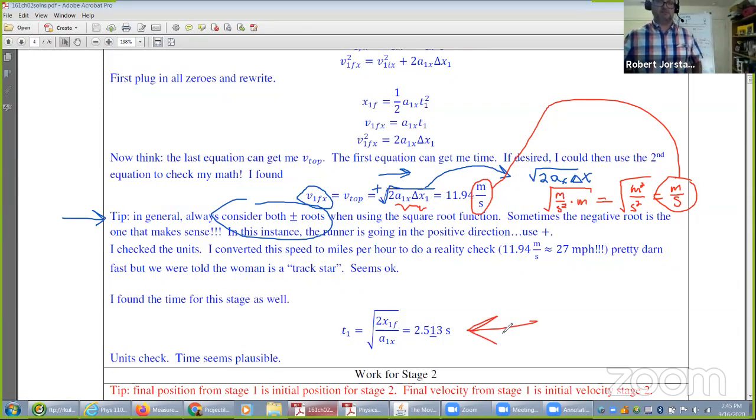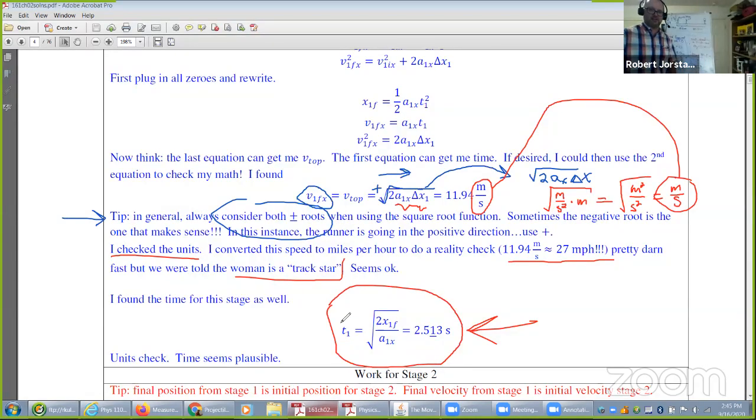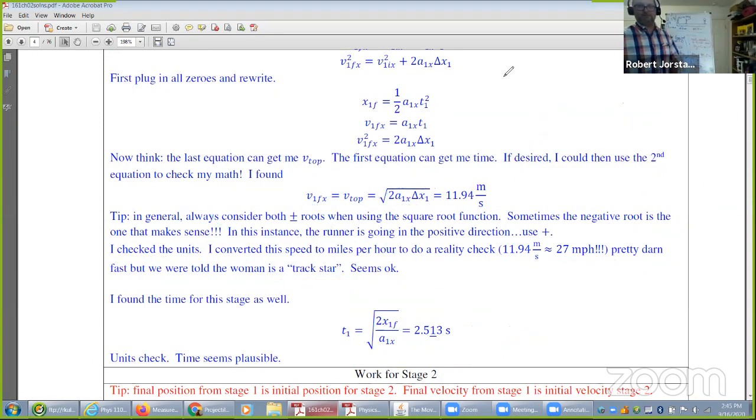Couldn't we also get the time? You're right. Okay, and then notice some other things here. I checked the units. I converted this into miles per hour. That's pretty fast, but we do know this woman is a track star, so that's cool. And this time seems normal, right? 2 seconds, 2.5 seconds to accelerate, and then maybe 9 seconds to run the race or something, 10 seconds for a 100-yard dash.